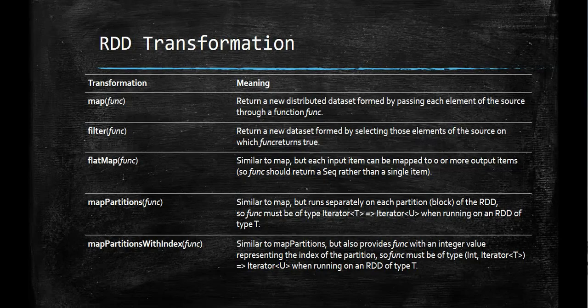Next one is the filter. Okay, so we'll take up an example for the filter. So filter is used when you want to select some of the records from the file which satisfy the condition you have mentioned. Okay, so let me just show you that.